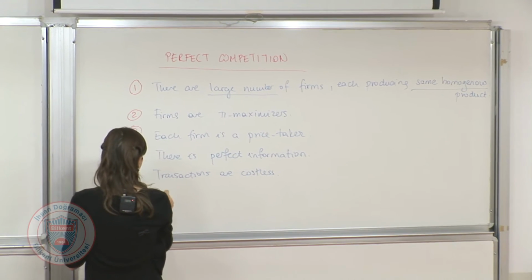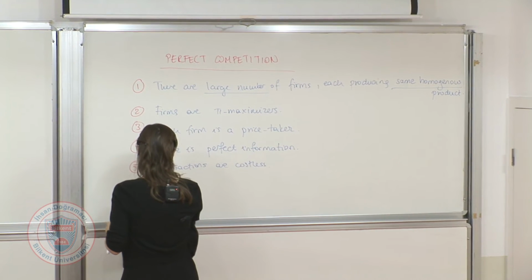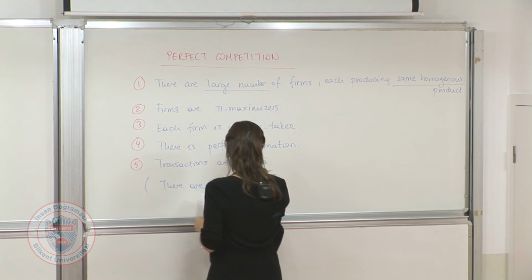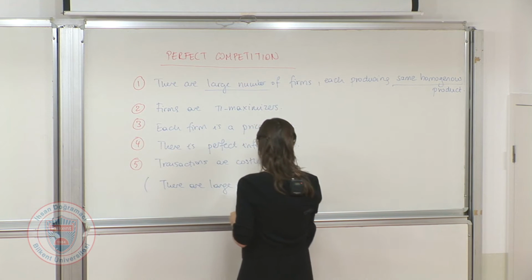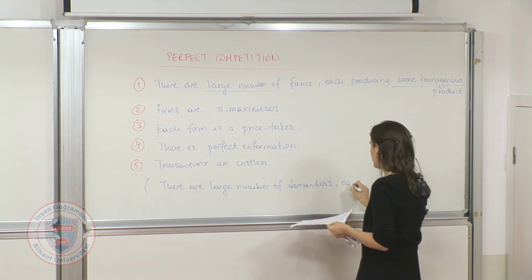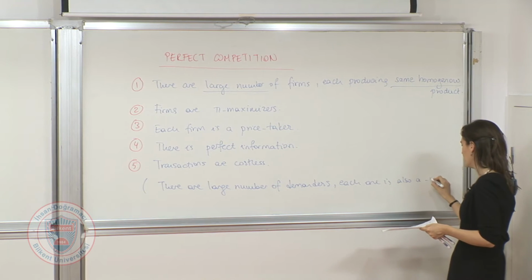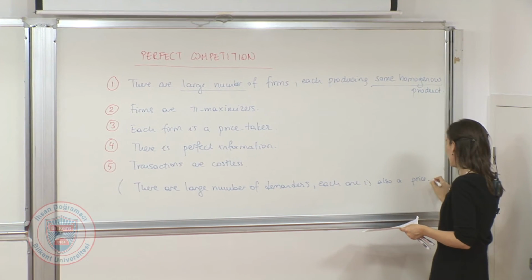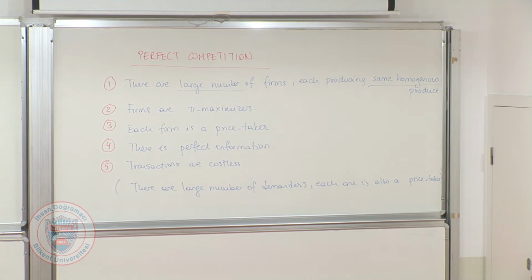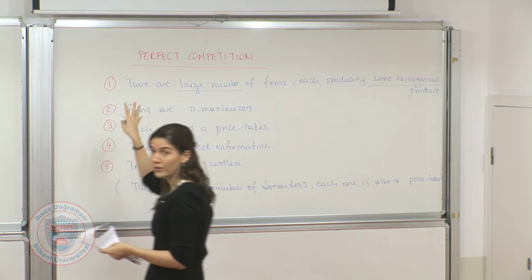Also, you can say that there are a large number of demanders, okay? There are large numbers of demanders as well, okay? Each one is also a price taker, okay? So they are also too little to change the market clearing price, okay? So just think of it like this. Now, this is for the short run though, okay?